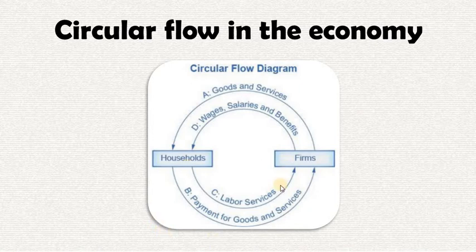Ulitin natin. Ano po yung umiikot sa circular flow? Money, goods, and services. Yun po yung dalawa na yun. Kanino po sila umiikot? Kay household and kay firm.